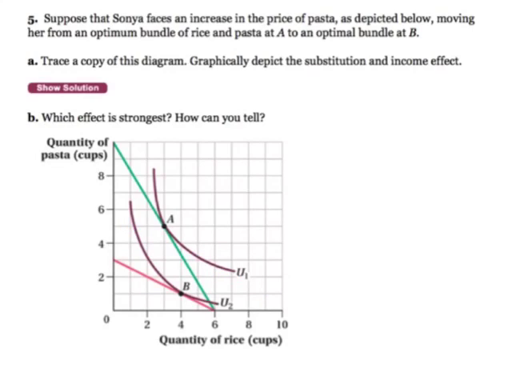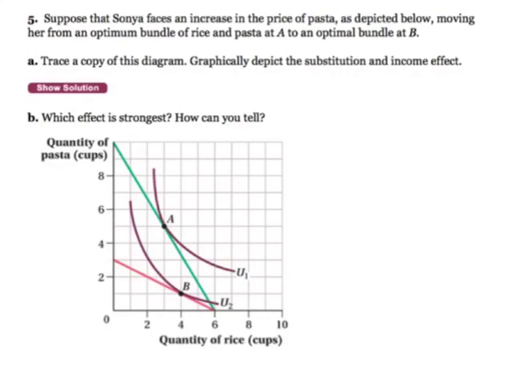So here's how you figure out the substitution and income effects that are embedded in any price change. Here we've got the situation where this original budget line and optimal bundle is given by A. The budget line is not labeled, but we're at U1 and point A.